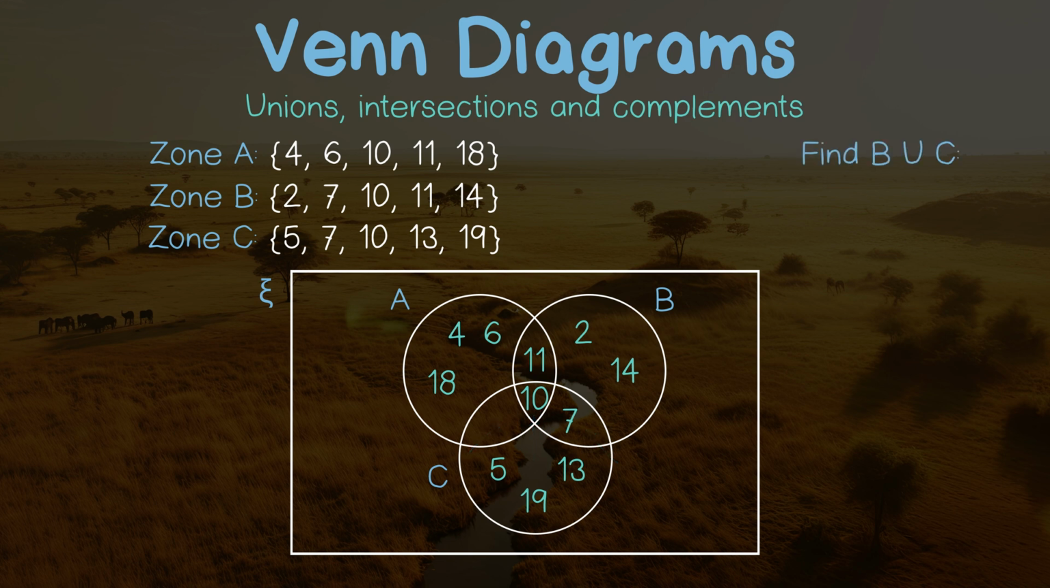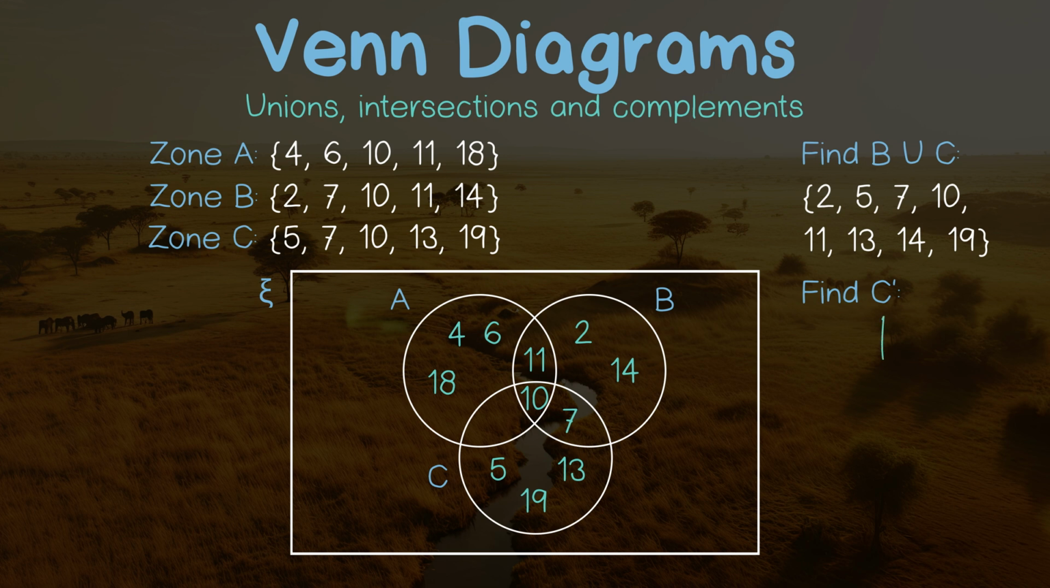And we've been asked to find B union C, and then we've been asked to find the complement of C. So B union C contains all the elements that are in set B and C, giving us 2, 5, 7, 10, 11, 13, 14 and 19.